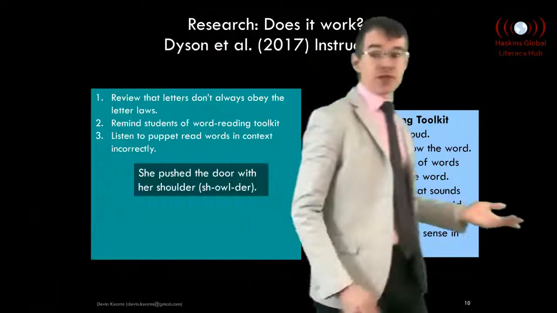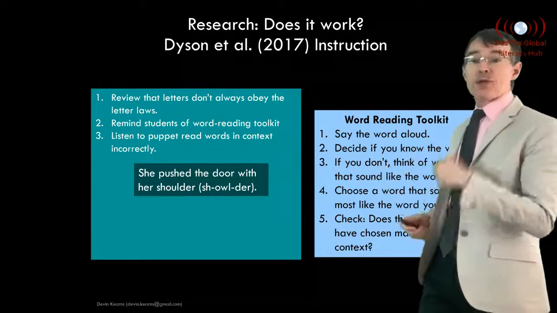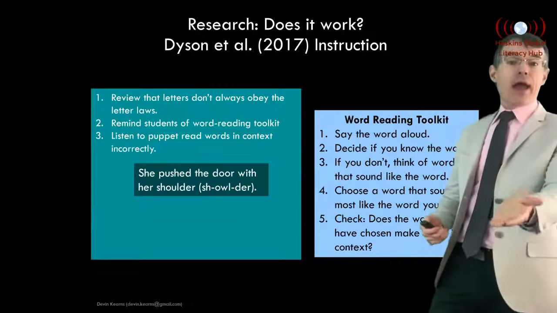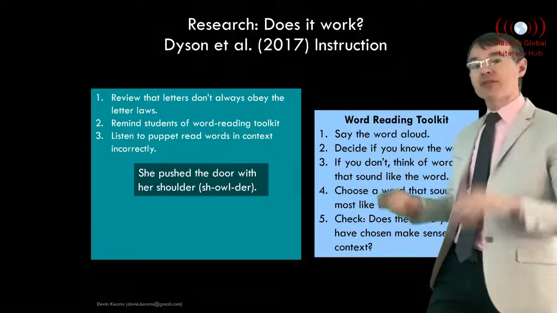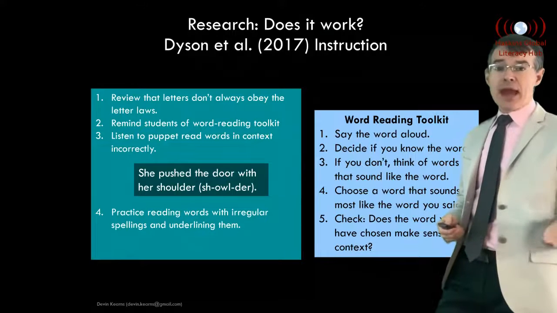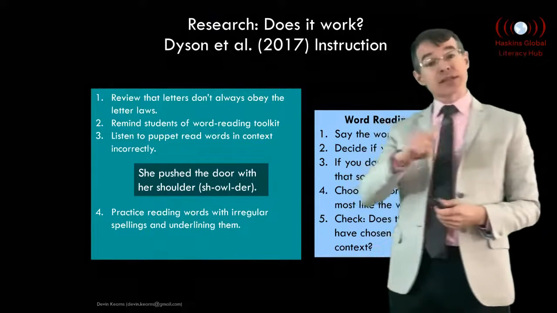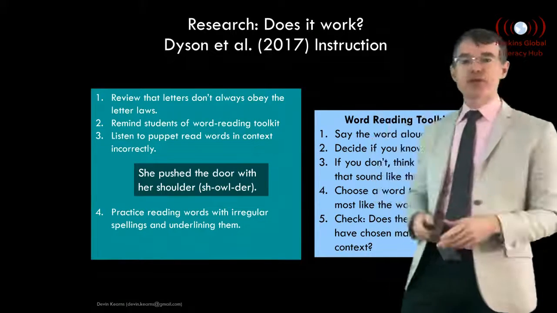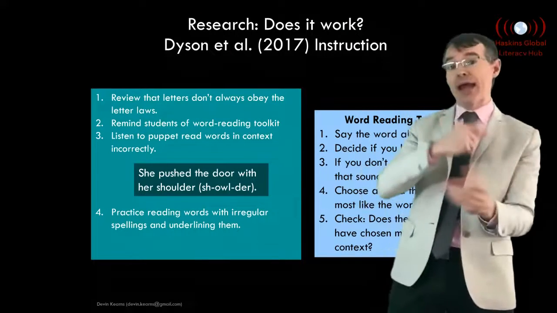And then students, in addition, would also separately practice with a puppet reading words in context that were incorrect. So it'd be, she pulled the door with her, and then showl, owl, der. What's the word? And the students would have to make that adjustment. So it's actual practice correcting mispronunciations. And then they had students read words with irregular spellings and underline the parts that did not work correctly, the parts that don't follow the rules, so to speak, and they would show how they made the adjustment. Then they would practice reading those words to show students how you could say it one way, and then you have to adjust it.